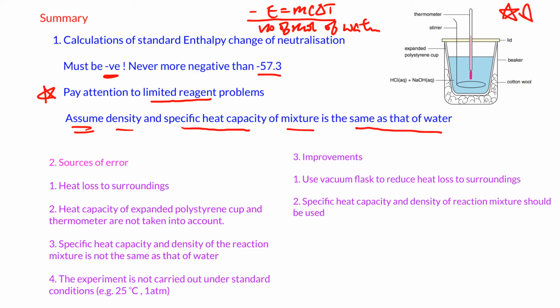Remember, you also have to sketch this diagram. Sketching is very important. And the sources of error, just as we have mentioned, and also improvements. Remember, heat loss to the surroundings is always the best answer, and you may also consider the expanded polystyrene cup and thermometer. For the improvement, you may say use a vacuum flask to reduce heat loss to the surroundings.